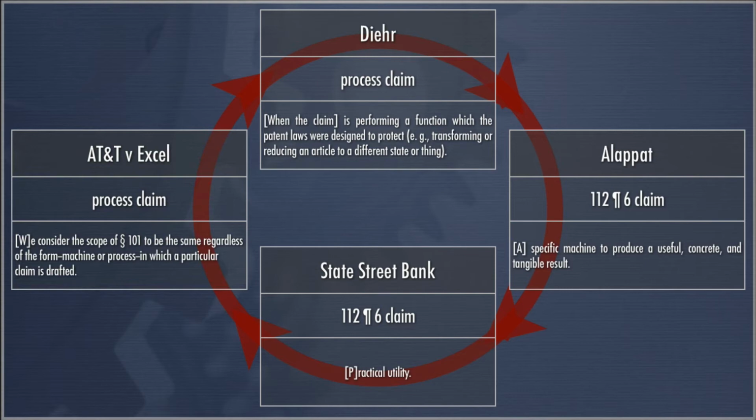That basic algorithm was at issue in AT&T versus Excel, and it was upheld because it had a practical utility. And in AT&T versus Excel, the Federal Circuit said very clearly, we consider the scope of 101 to be the same, regardless of the form, machine, or process in which a particular claim is drafted. Right? So it comes full circle. So this is sort of the state of the art as of the late 90s, 2000.